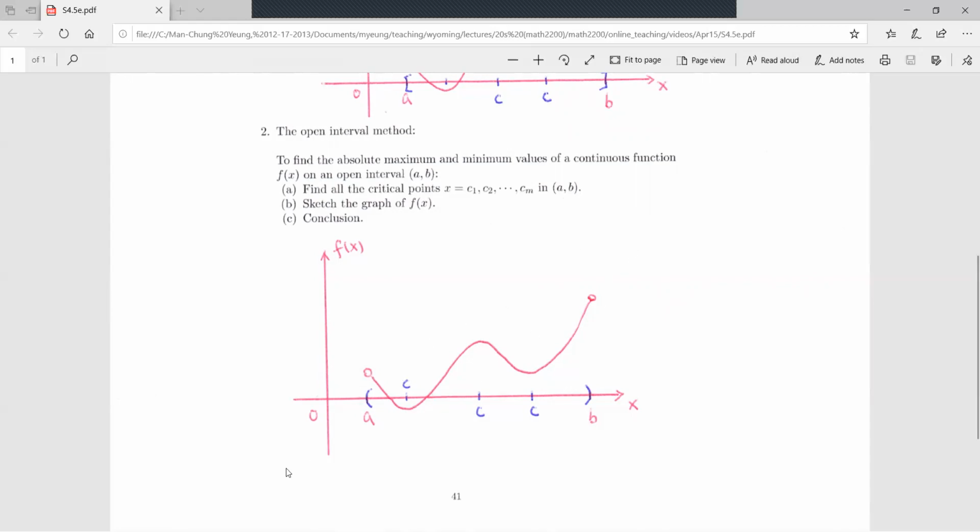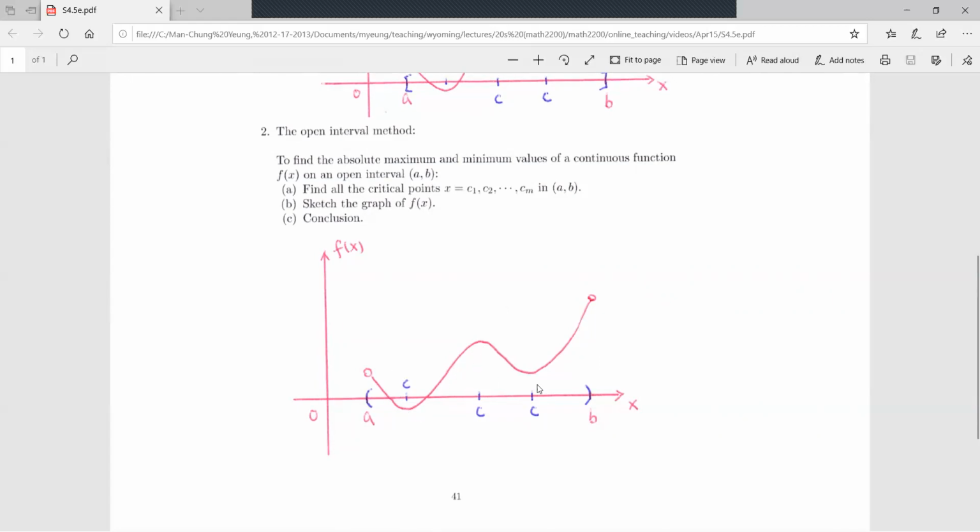This curve has 3 critical points. Then step 2, sketch the graph of the function. So from the sketch, we can see whether or not the function has a maximum or a minimum. And also we can see the location of the maximum or the minimum. Then based on the sketch, we can make conclusion.